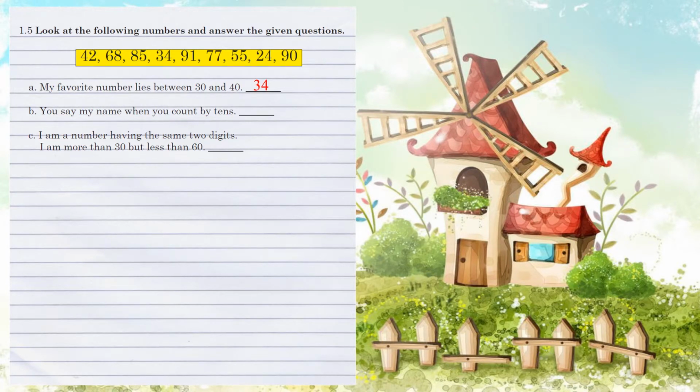You say my name when you count by tens. So if I said 10, 20, 30, which they all have zeros at the end, the only number there that has a 0 at the end is 90.